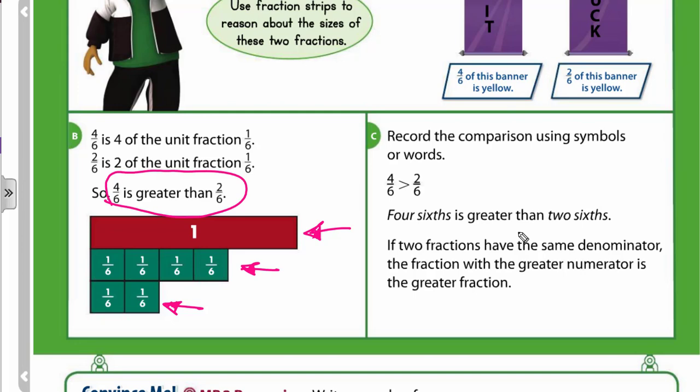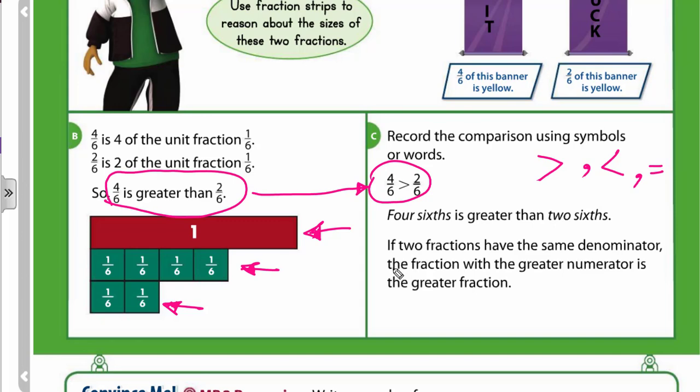And we can write this using symbols. The symbols that we can use to compare, we call this one greater than. This one, less than, and equal, we know it. So we need to write 4/6 greater than 2/6, so we can use greater than to write this.